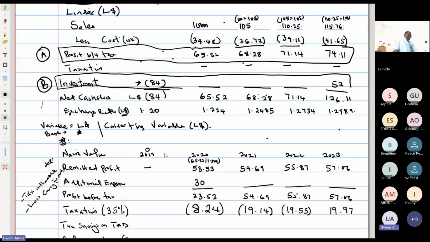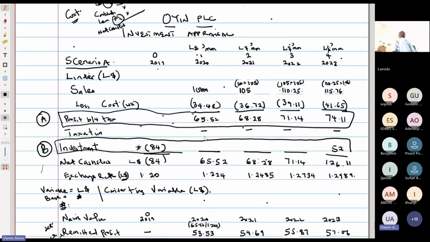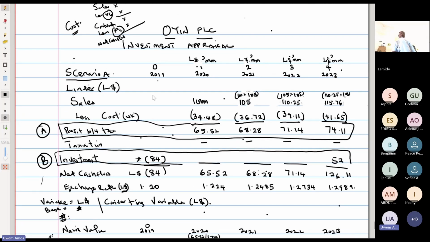So we just divide our 84 by the exchange rate. Under what year is our 84, and what's the exchange rate for that year? Our 84 is under 2019. The exchange rate for 2019 is 1.24, 1.20 rather.